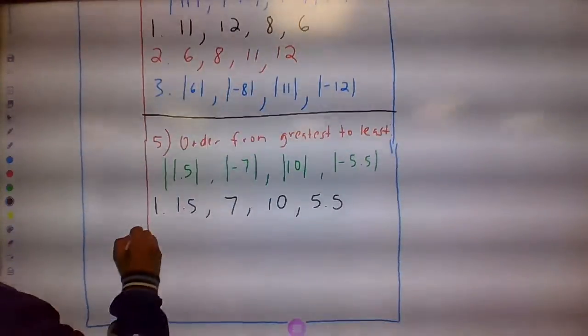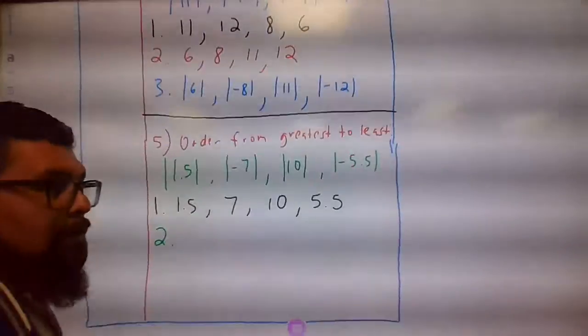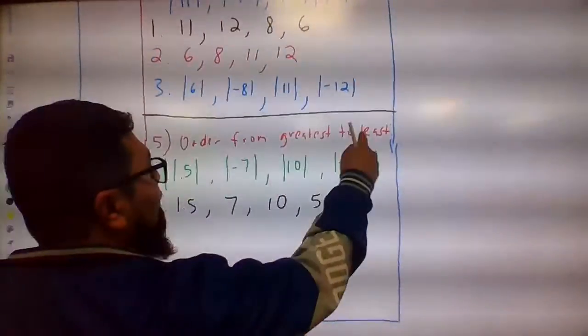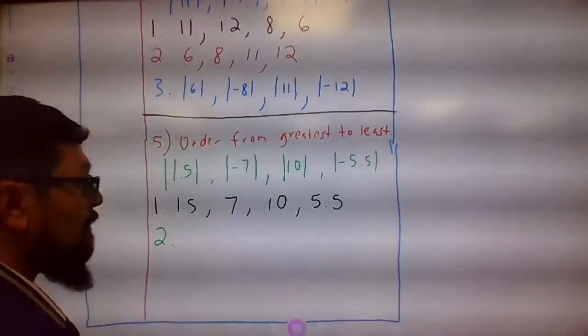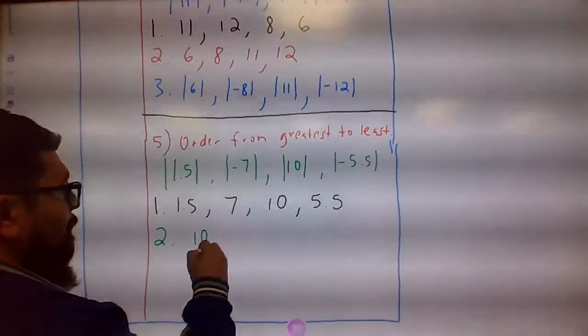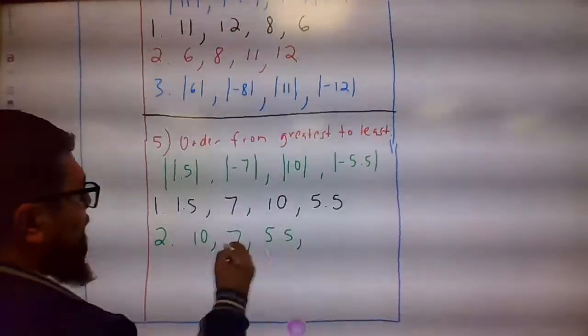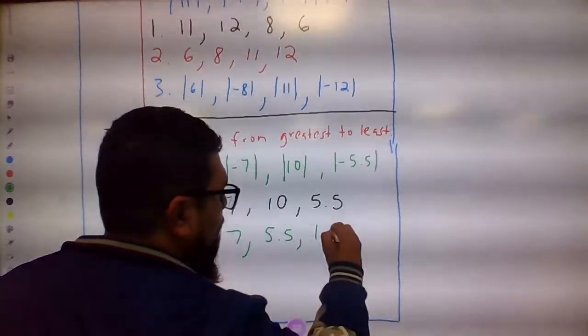Okay, then step 2, you got to put these in order now. From greatest to least, from biggest to smallest. So we have 10, 7, 5.5, and then lastly 1.5.